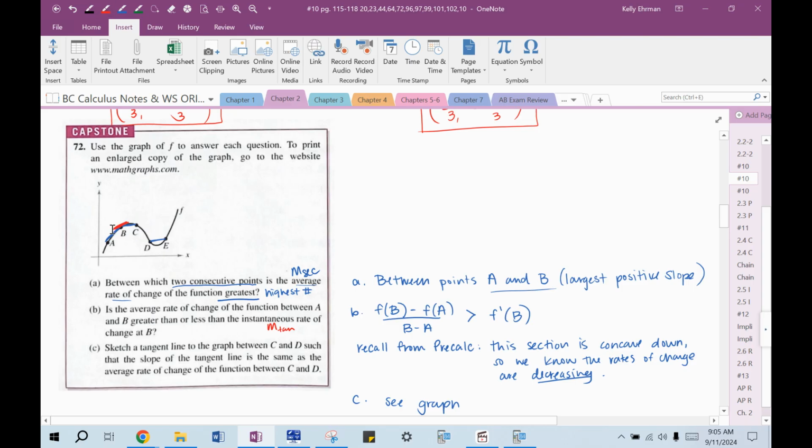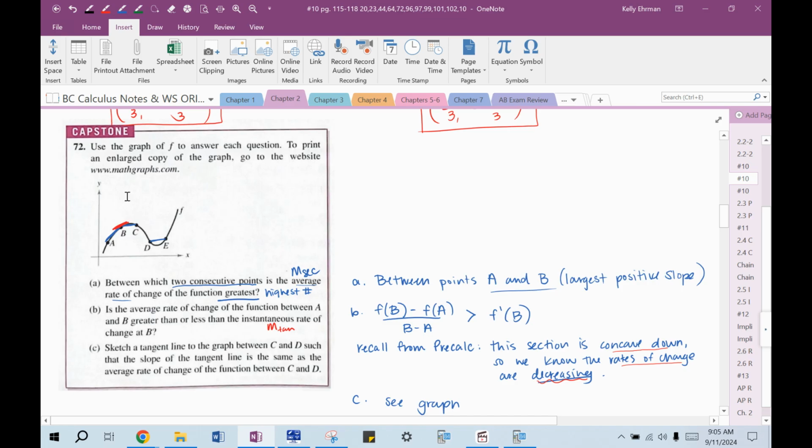But remember, we talked about this a lot in pre-calc, and we'll talk about it again this year. If a graph is concave down, that means the rates of change are decreasing. So yeah, the slope at A is higher than the slope at B, and that's higher than the slope at C and D, because this is a whole concave down section. So it makes sense that the slope that comes before would be the higher one. A to B is a higher slope than B.